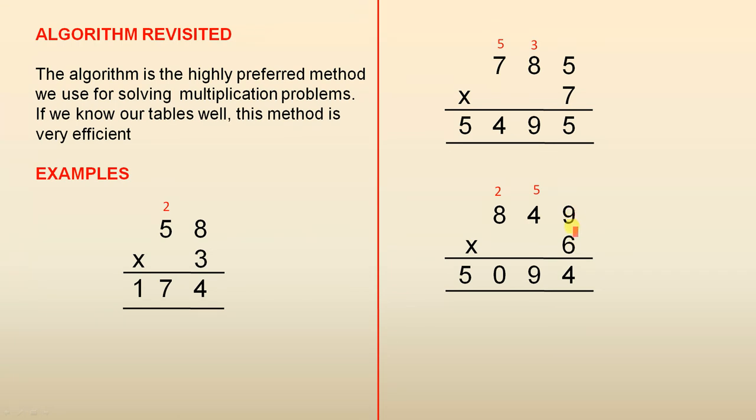And the last example, 849 times 6. 6 nines are 54. Put down the 4 and carry the 5, so you've got 5 lots of 10. 6 fours are 24, plus 5 is 29. Put down the 9, you've got 2 lots of 100. 6 eights are 48, plus 2 is 50, so you have 5,094.